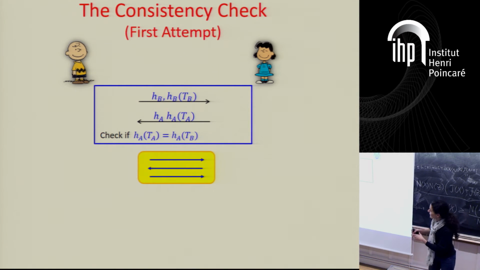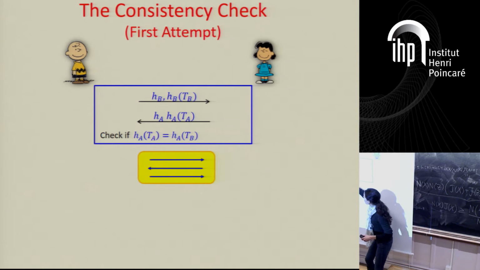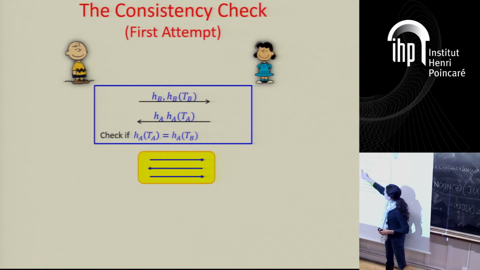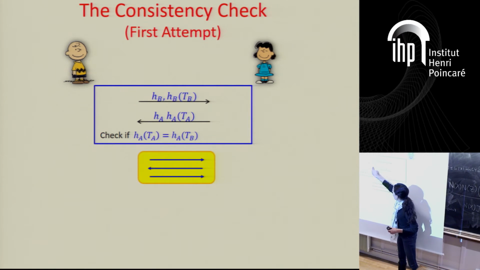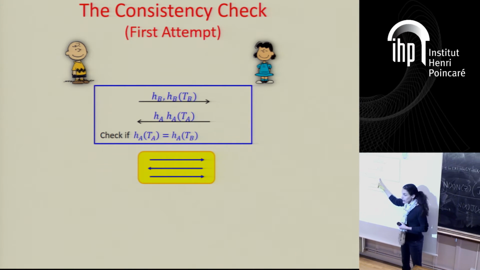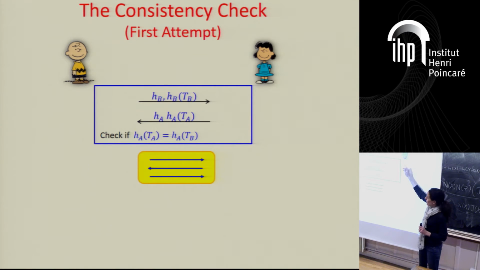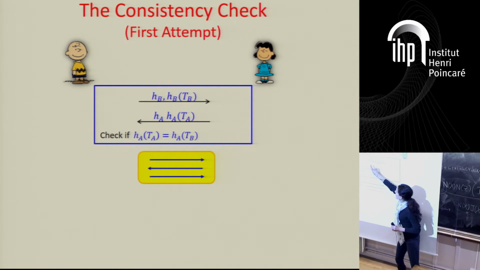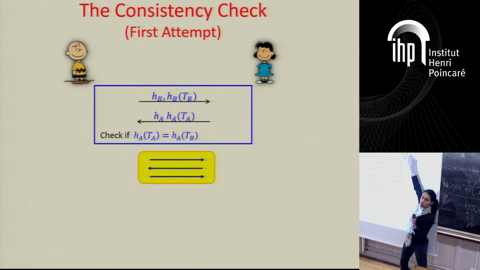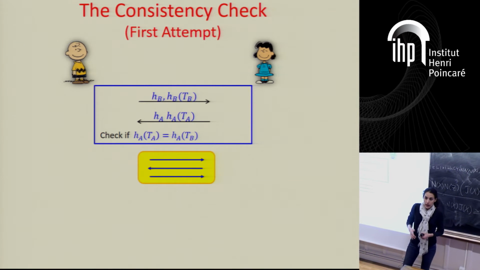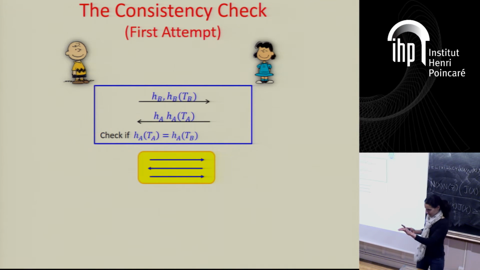So what Bob does, he gets this from Alice. He also gets the hash. There's a missing comma here. He gets the hash, applies the hash to his transcript, and checks if it's equal. Alice will do the exact same thing. She will take this and apply h of b to her transcript, and she will also check that it's equal. But some error correction is needed while doing this.